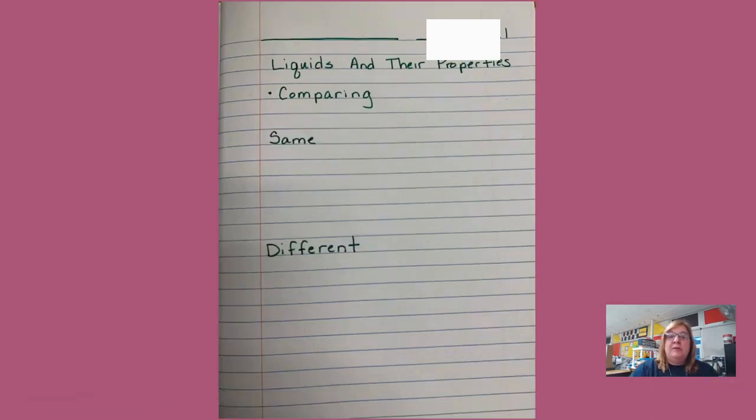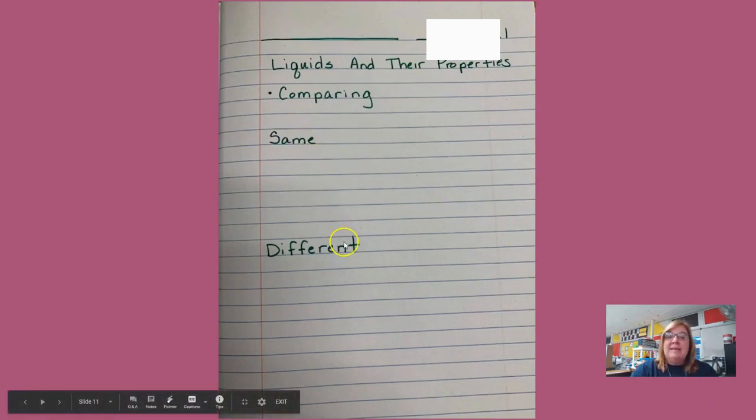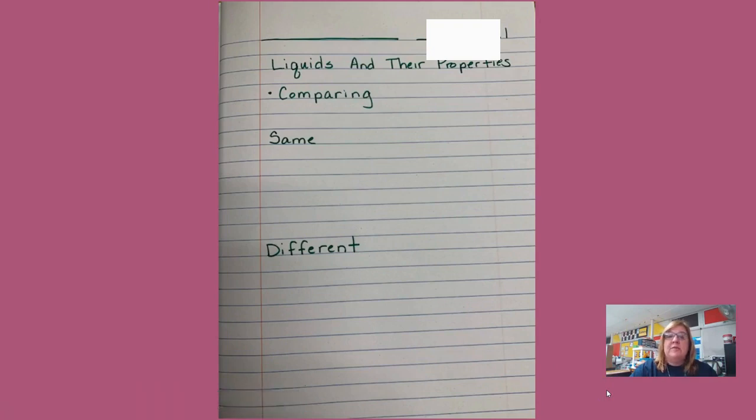You see on this page, we're adding 2 words: same and different. Notice I left space under each word, because we're going to be drawing a picture. You can pause the video here if you need time to write in your notebook.